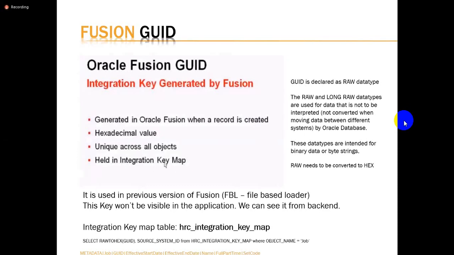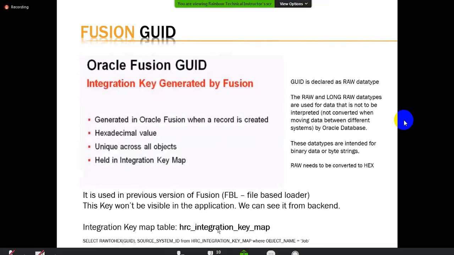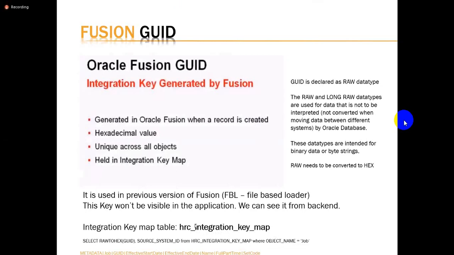What is the integration key map table? It is the HRC_INTEGRATION_KEY_MAP table, and you won't see the table from the front end. Actually, this table is entirely stored in the back end. And this GUID is primarily a raw data type. Basically, the raw and long raw data types are used for data that is not to be interpreted by Oracle databases.